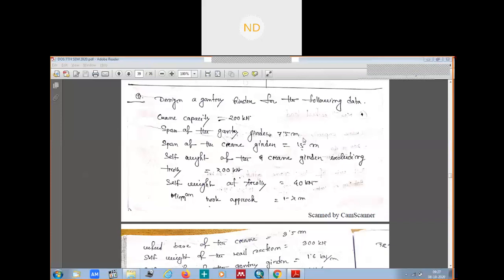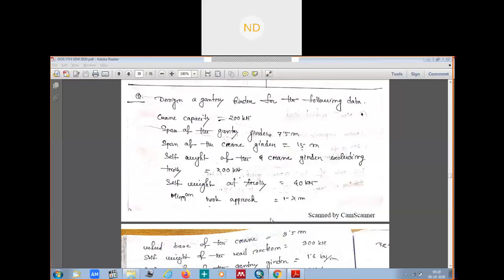So this was the question we had taken in the previous class. Design a gantry girder for the following data, where the crane capacity is 200 kilonewton. The span of the gantry girder is 7.5 meter. The span of the crane girder is given as 15 meter. Self weight of the crane girder excluding the trolley is 200 kilonewton. Self weight of the trolley is mentioned separately here, 40 kilonewton. Minimum hook approach is 1.2 meter.